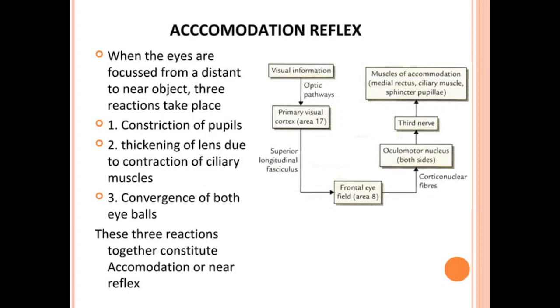Conversely, when an object is closer to the eye, the ciliary muscle relaxes, causing the lens to become flatter. This reduces the refractive power of the lens, allowing the eye to focus on the near object. The accommodation reflex is a necessary process for clear vision at various distances, and it is controlled by the autonomic nervous system, which regulates involuntary body functions.